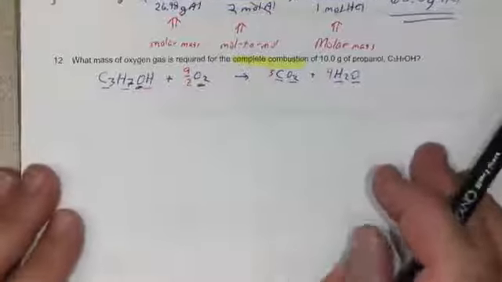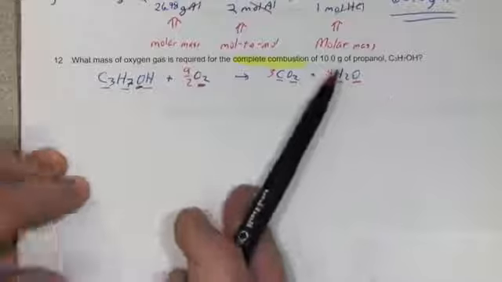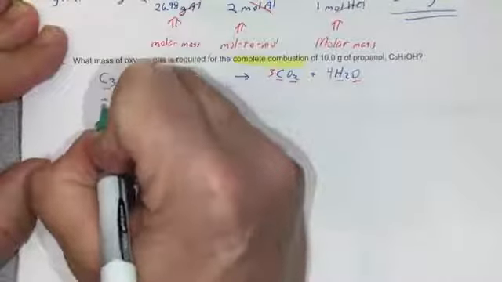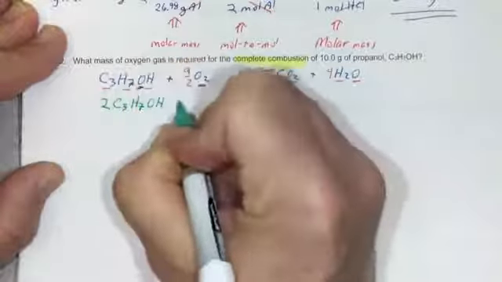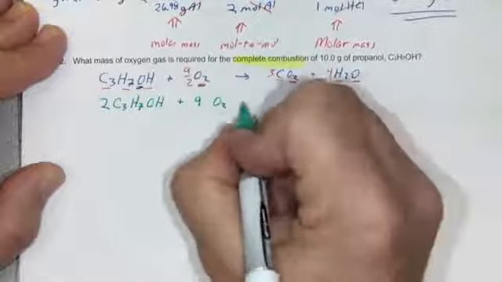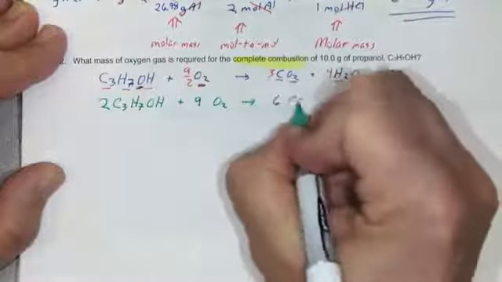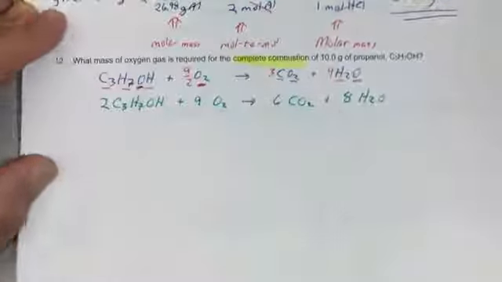Now, it's harder if we use a fractional coefficient. So my recommendation is get rid of this fractional coefficient by multiplying everything through by 2. And when I do that, this is the balanced equation I will have then. 2 C3H7OH reacts with 9 O2, I'm just doubling all the coefficients, to form 6 carbon dioxide plus 8 waters. So I multiplied everything through by 2.